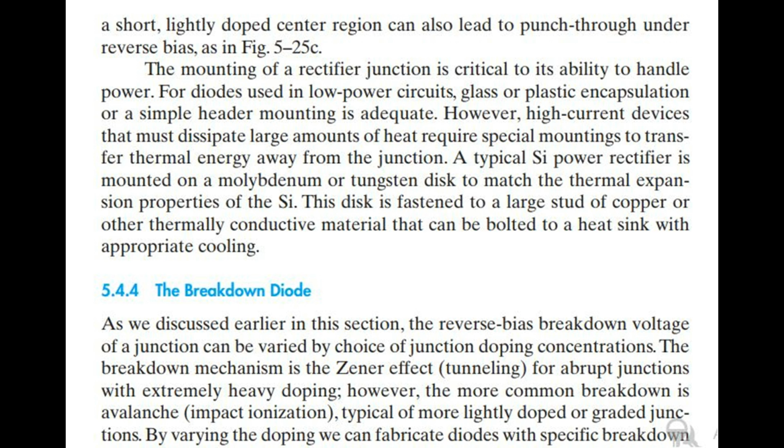The breakdown diode. As we discussed earlier in this section, the reverse bias breakdown voltage of a junction can be varied by choice of junction doping concentrations. The breakdown mechanism is the Zener effect, tunneling, for abrupt junctions. With extremely heavy doping, however, the more common breakdown is avalanche, impact ionization, typical of more lightly doped or graded junctions. By varying the doping we can fabricate diodes with specific breakdown voltages ranging from less than 1 volt to several hundred volts.